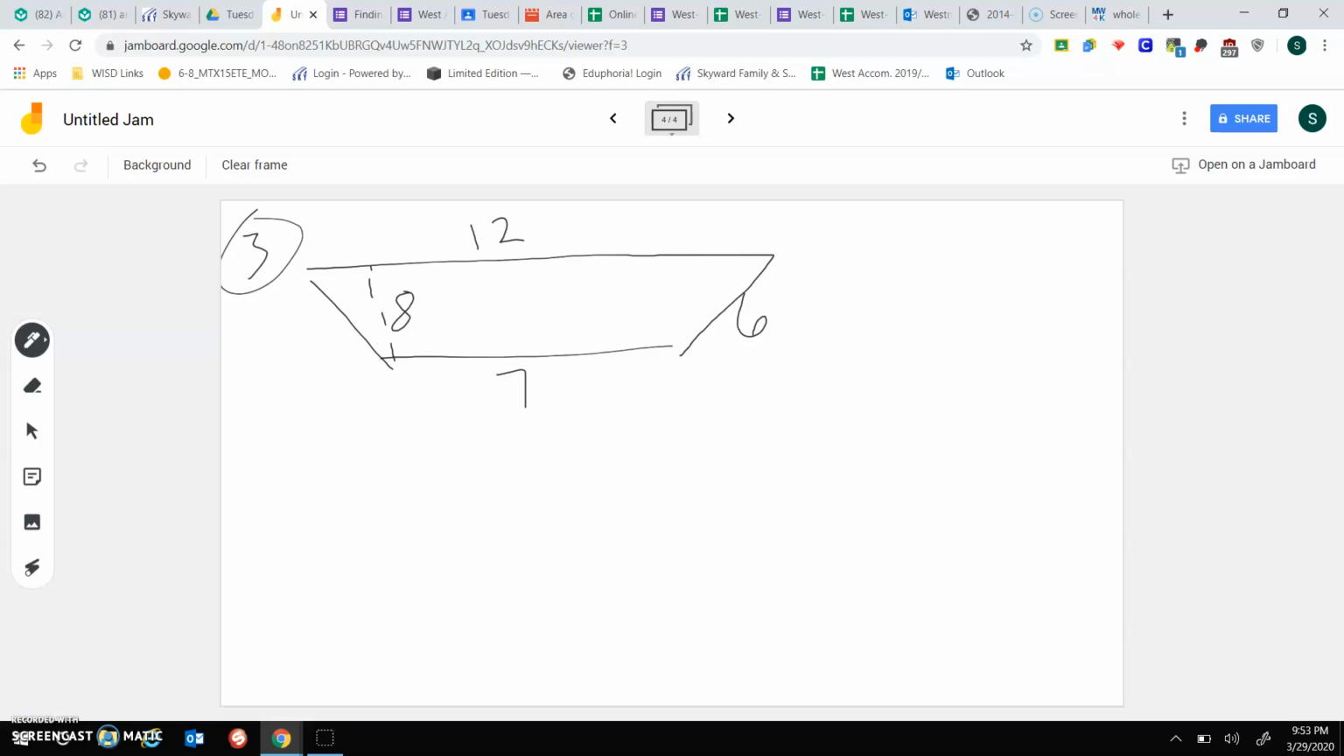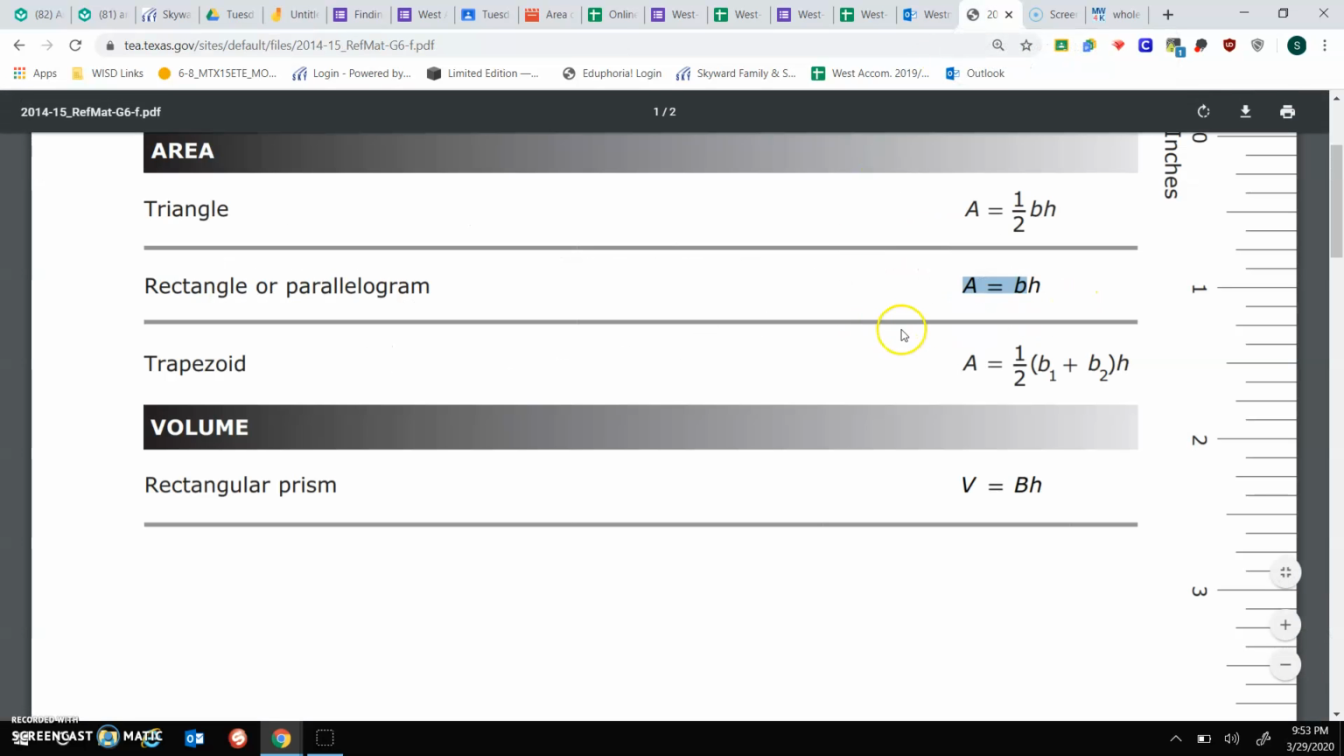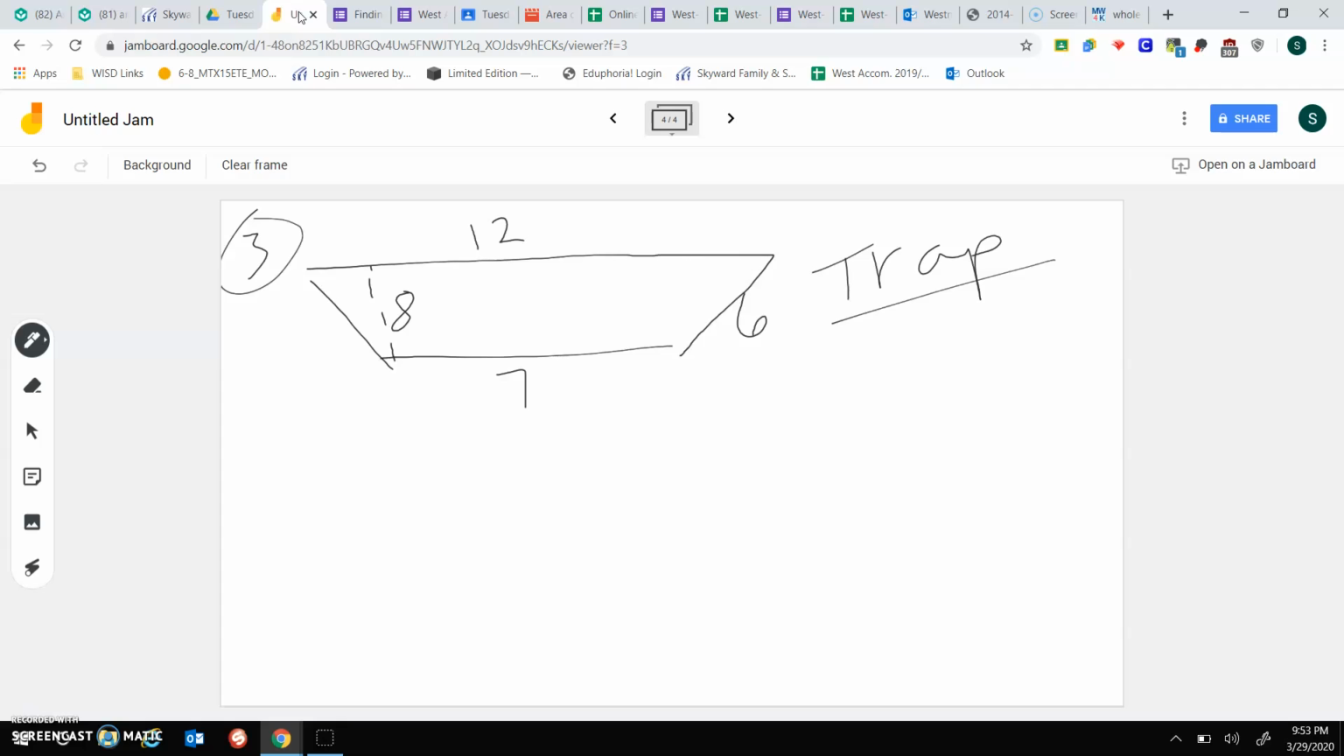Okay, well, to find the area of this shape, we first have to identify what shape this is. This is a trapezoid. I'll put trapezoid. So we need the formula for a trapezoid. Over here, trapezoid is right here. Area equals 1/2 base 1 plus base 2 times the height. It is a little bit of a long formula, but it's not hard. So let's go ahead and write down our formula.